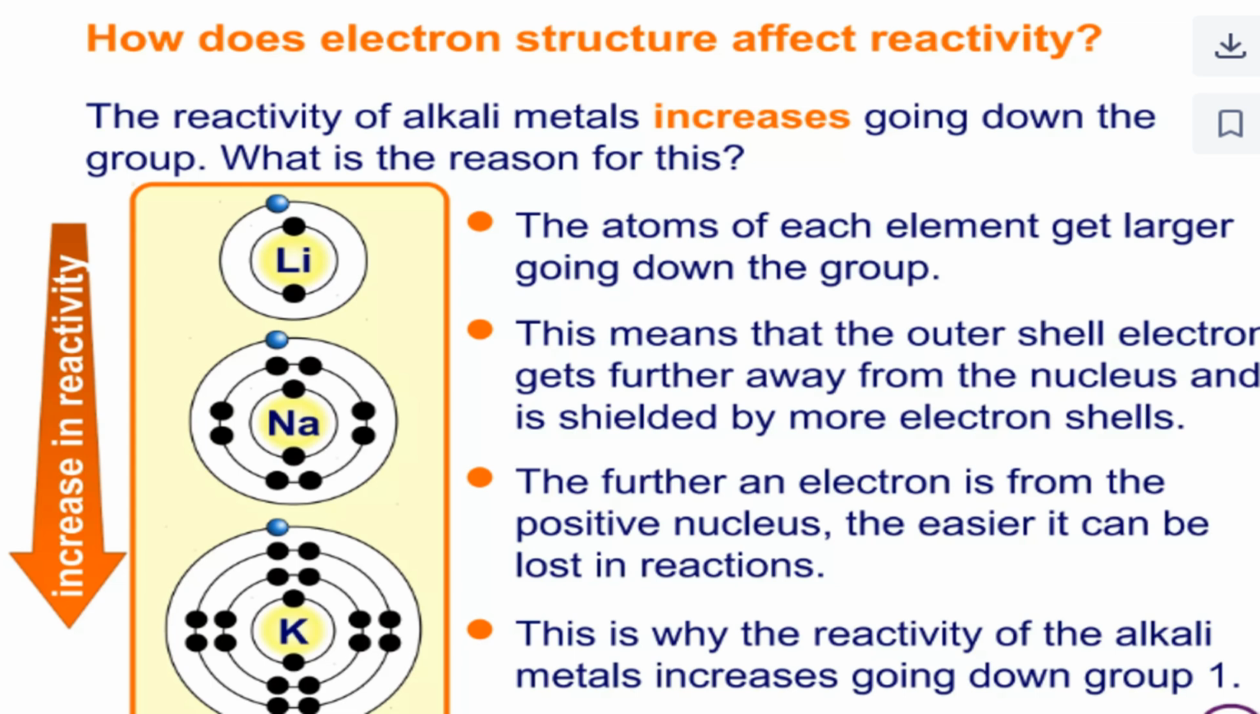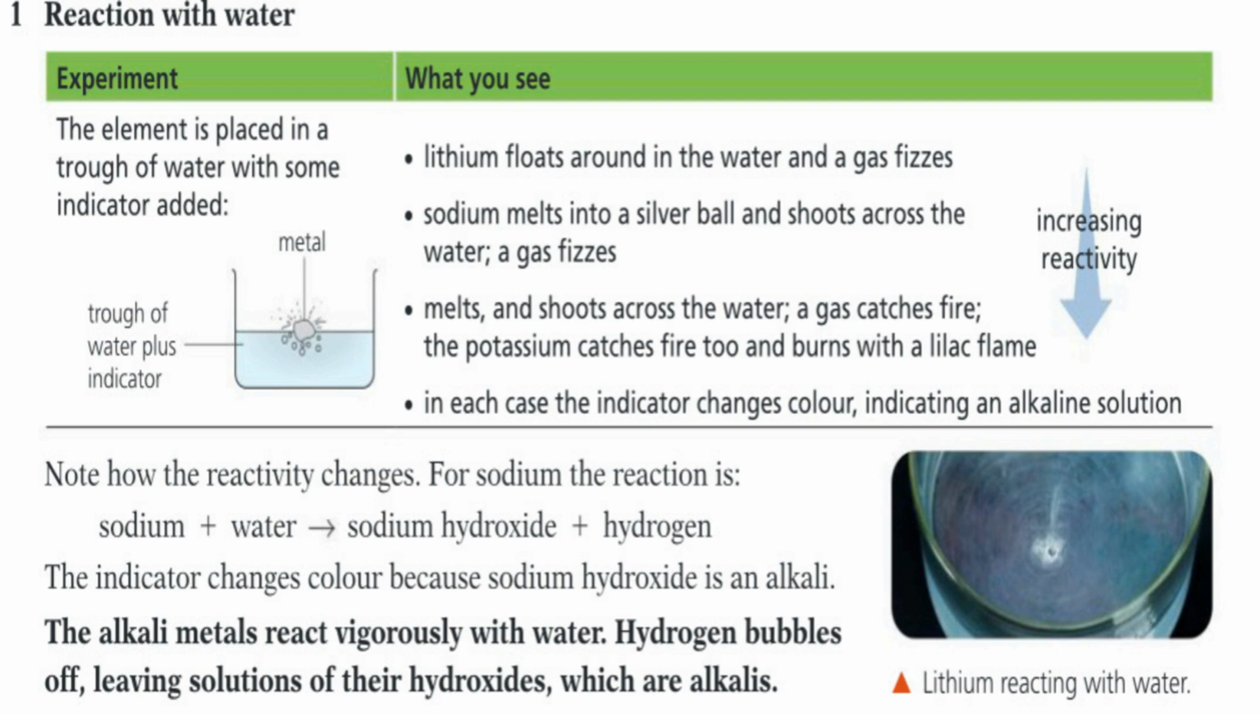Reactivity increases down the group because atoms get larger. The outer electron is further from the nucleus and shielded by more inner shells, making it easier to lose in chemical reactions. Alkali metals react vigorously with water, producing hydrogen gas and alkaline solutions of their hydroxides. The reaction severity increases from lithium to potassium, demonstrating the reactivity trend.